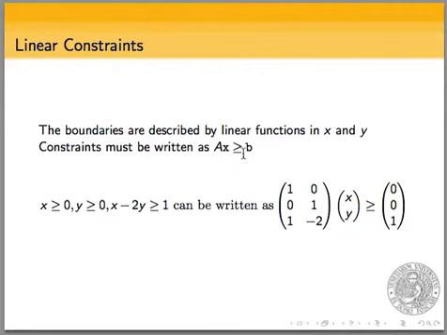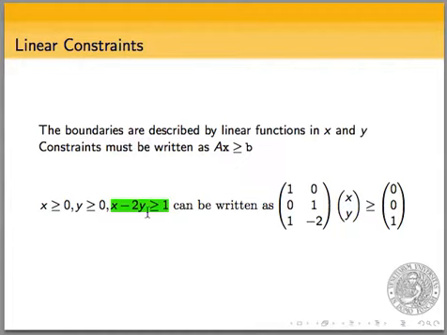So the boundaries must be described by linear functions in x and y, and whenever this is the case, you can write your domain using linear algebra, and indeed you must do so. So let me provide a concrete example here. Assume that you want to write using matrix algebra this domain here. x is bigger or equal than 0, y is bigger or equal than 0, and then x minus 2y is bigger or equal than 0.